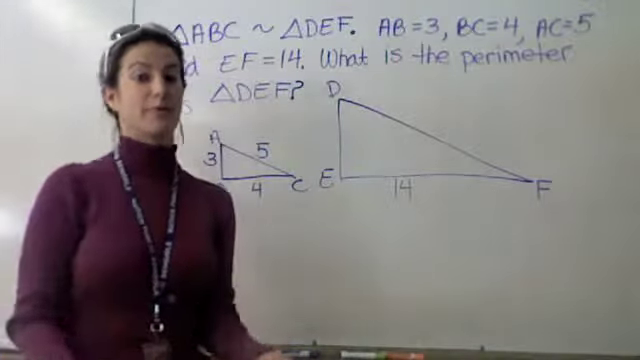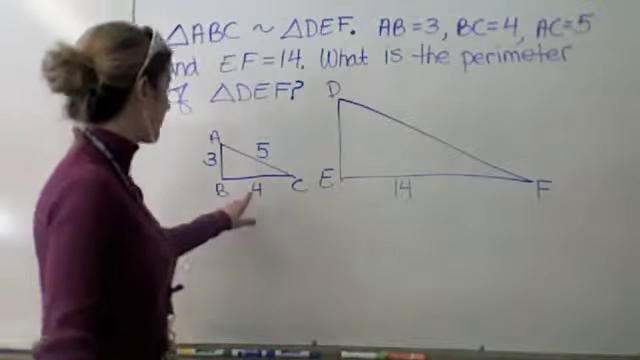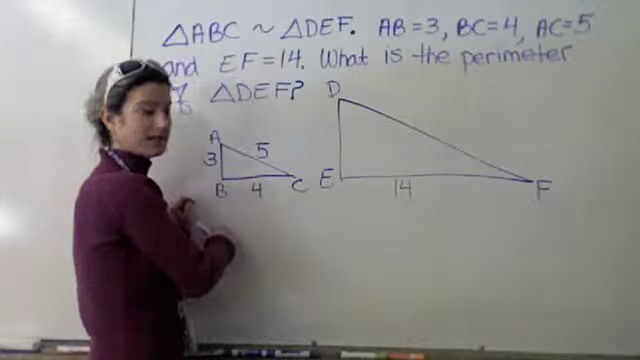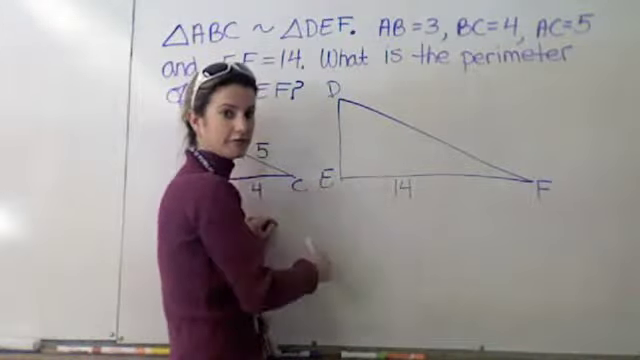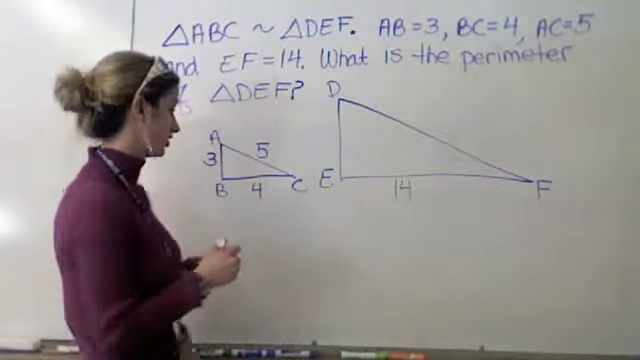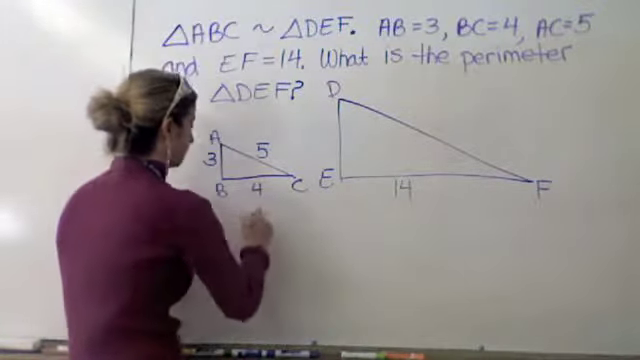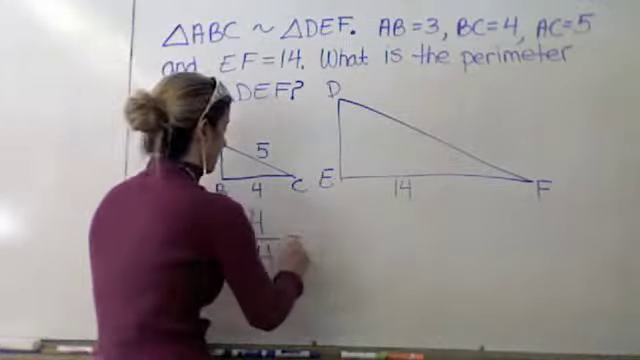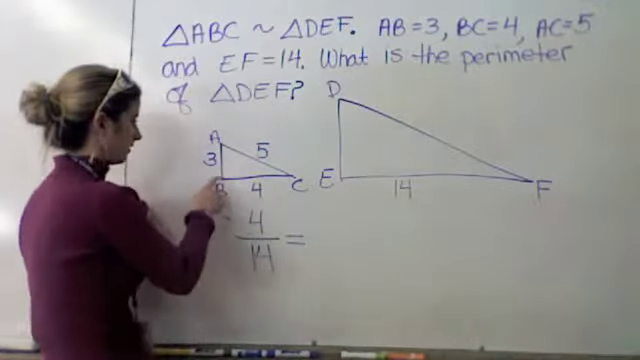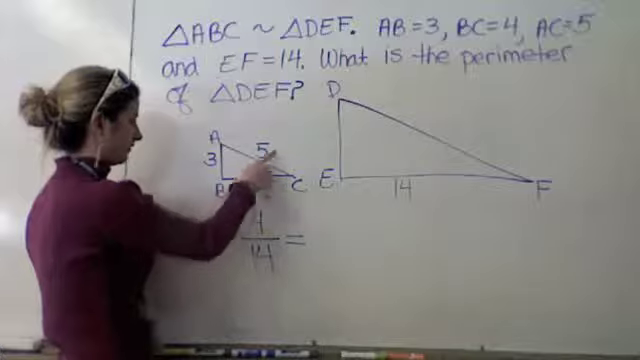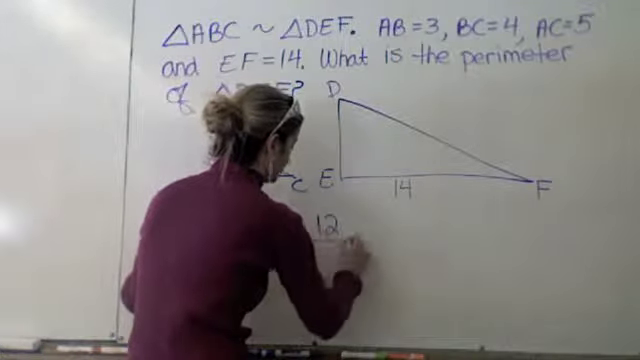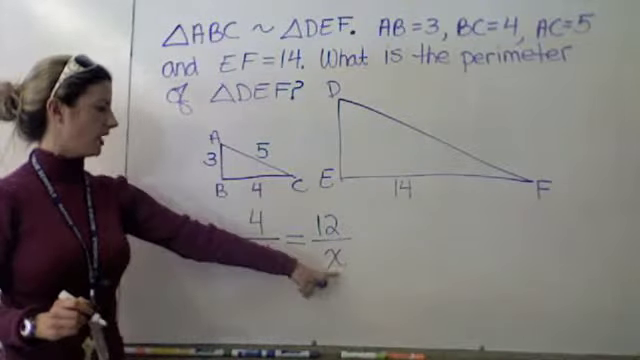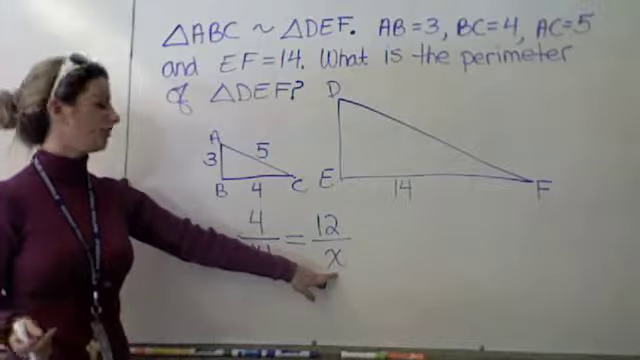So now we're going to set up a proportion, okay? And we know that BC is to EF as the perimeter of ABC is to the perimeter of DEF. Okay, so that's what we're going to use as our proportion. So let's see, 4 is to 14, as the perimeter. Let's see, 3 plus 4 is 7 plus 5 is 12. 12 is to x, okay? Remember, we don't know what the perimeter is of triangle DEF, so x, we're substituting for the perimeter right now, we're going to solve for it, okay?